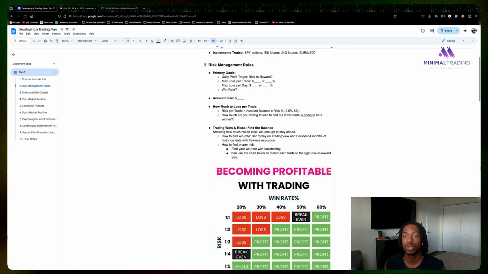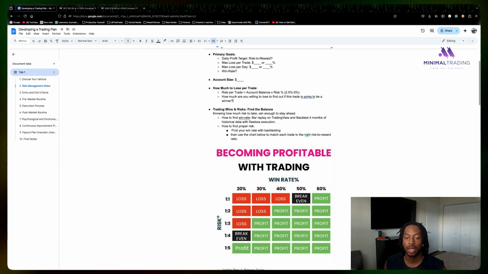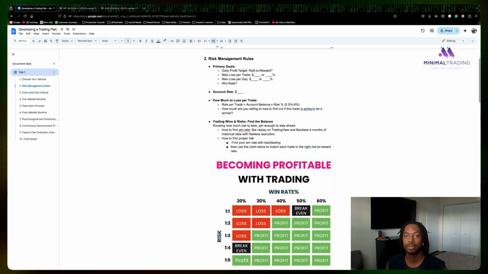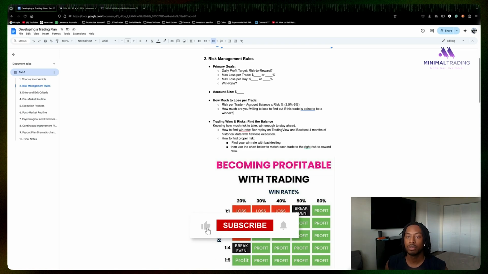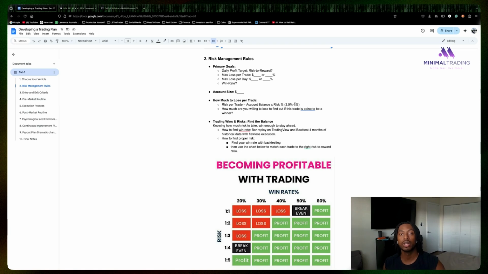So your risk to reward will be determined by your win rate and the risk axis on this chart. So that will be your daily profit target. Your max loss per trade should be 2.5% to 5%. Feel free to change this, make it lower if it allows you to stay in your trades comfortably.